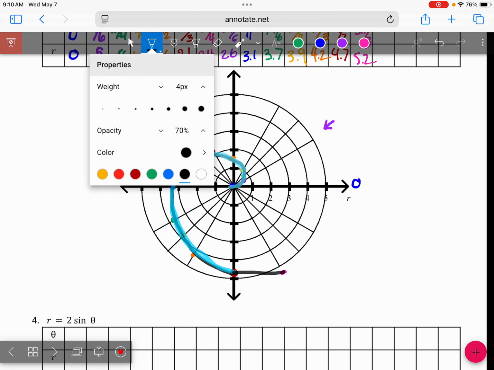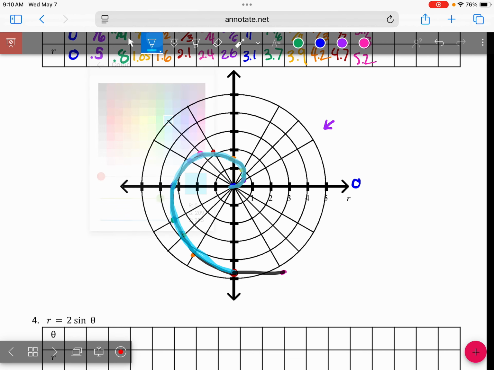With the spirals, they don't have an endpoint. So we kind of have to figure out when to stop. And for the most part, the easiest way to do that is to just stop when we're off the graph. So our graph is this little spiral right here.